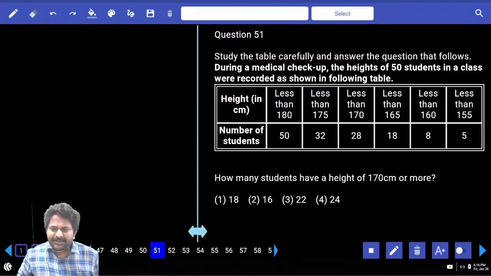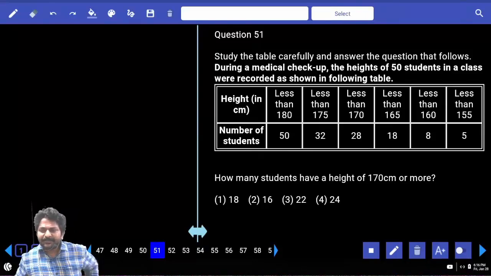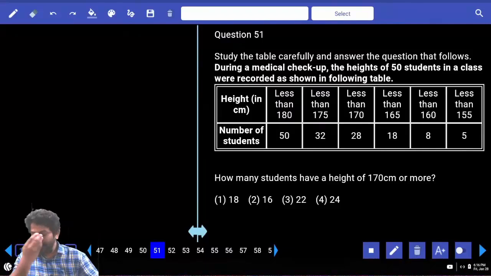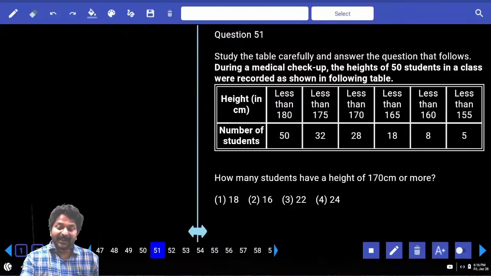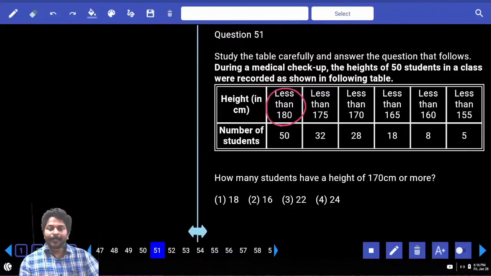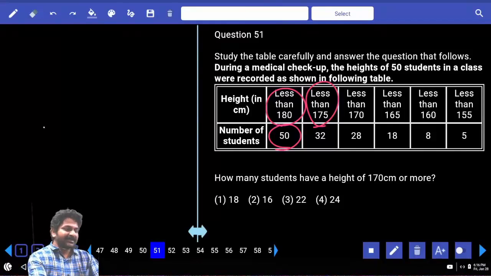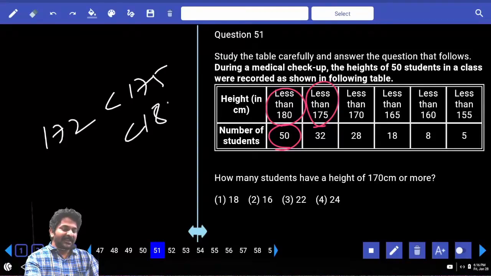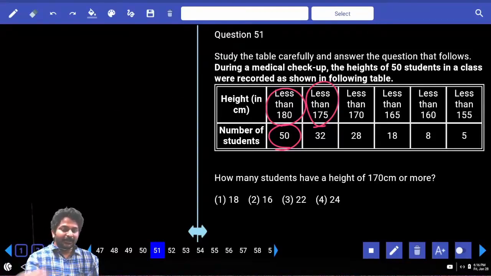During a medical checkup, the heights of 50 students in a class were recorded as shown in the table. Less than 180, 50. Those who are in less than 175 are also part of less than 180, right? There is a number 172, which is less than 175, and that is even less than 180. So we need to rewrite this table.